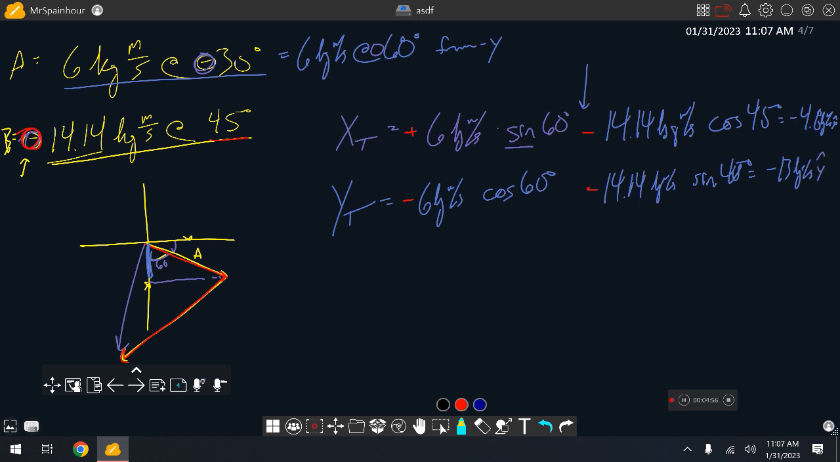From this point, everything is pretty much exactly the same. I'm fine if you don't show the equation. I would still show the numbers. So to get r, I would still do obviously negative 4.8 kilograms meters per second x hat squared plus negative 13 kilograms meters per second y hat squared, square root.